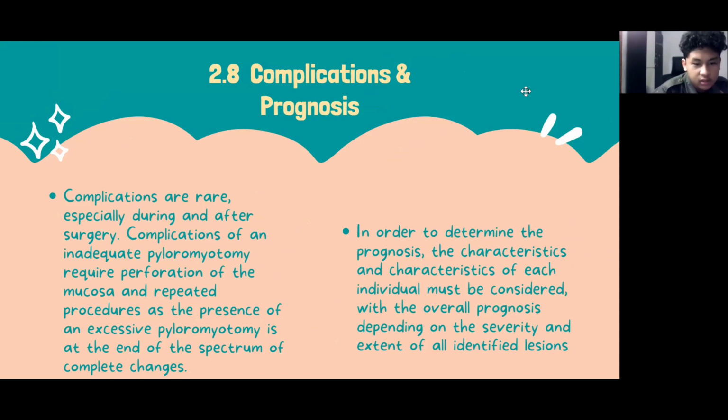Complications are rare, especially during and after surgery. Complications of inadequate pyloromyotomy require preparation of the mucosa and a repeated procedure, while an excessive pyloromyotomy is at the other end of the spectrum of complications. In order to determine the prognosis, the characteristics of each individual must be considered, with the overall prognosis depending on the severity and extent of all identified lesions.